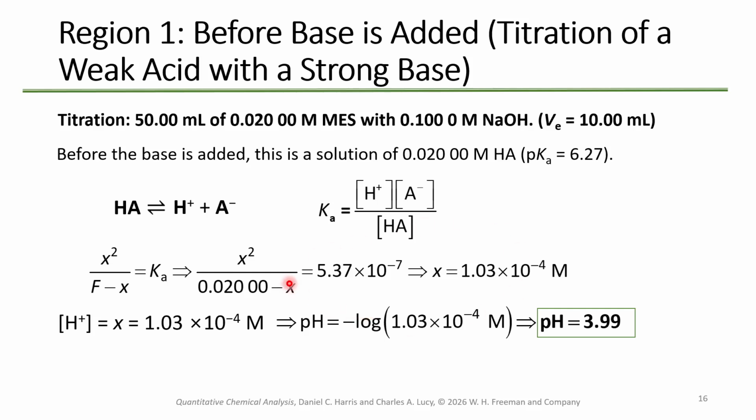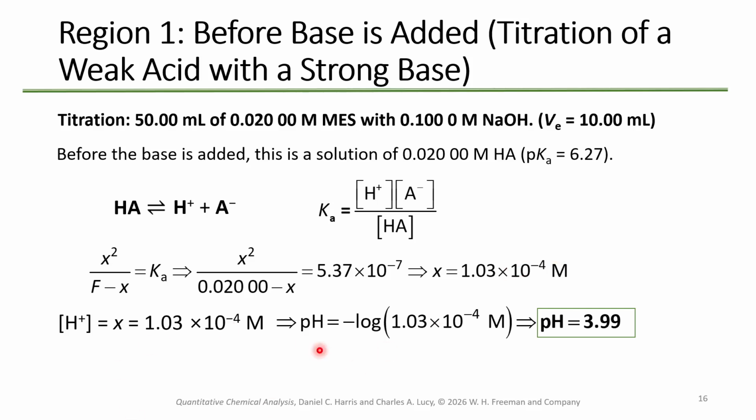Okay, we go ahead and solve for that. In this case, if you ignored this minus x here, that'd be fine. Okay. But if you want to do the quadratic, you can. So we solve for that. We're going to get 1.03 times 10 to the negative 4 molarity. That's that x value. Notice that would be the concentration of the A-. That would be the concentration of the H+. When we just have the weak acid, we haven't done any titrating yet.